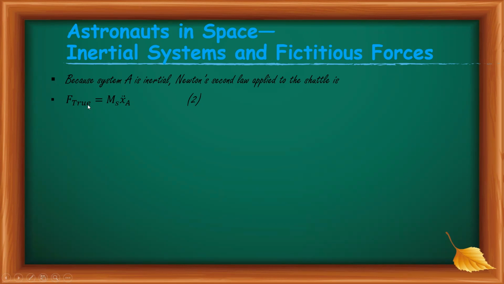Why do we write F true? Because we know that Newton's second law is valid in an inertial frame. Then the measurement made by Roshni is correct. Then it is the actual force, the true force. F true is equal to mS into xA double dot, where F true is the true force on the shuttle.